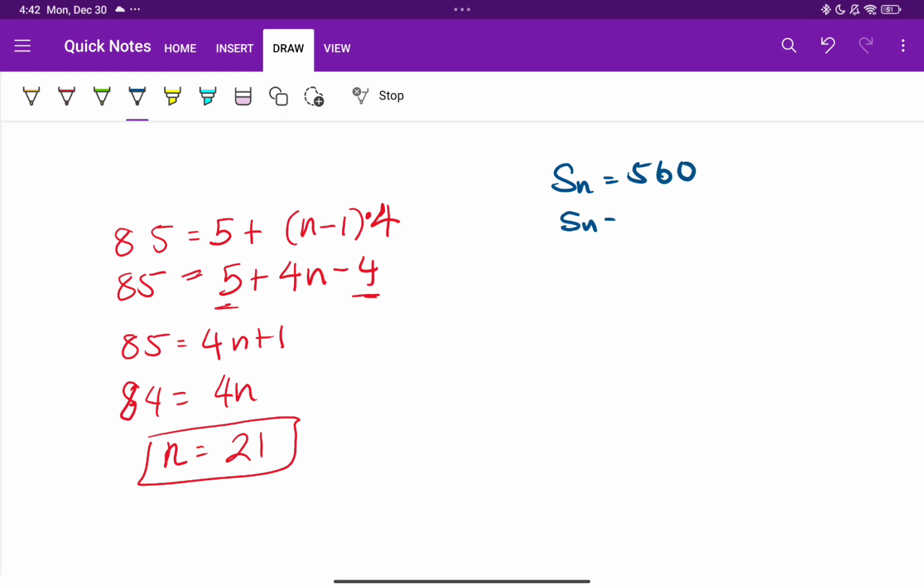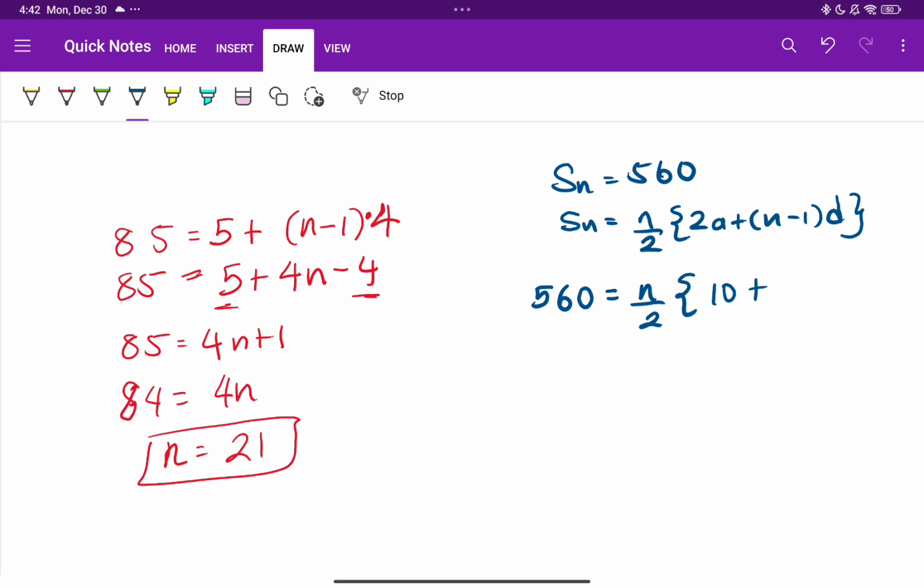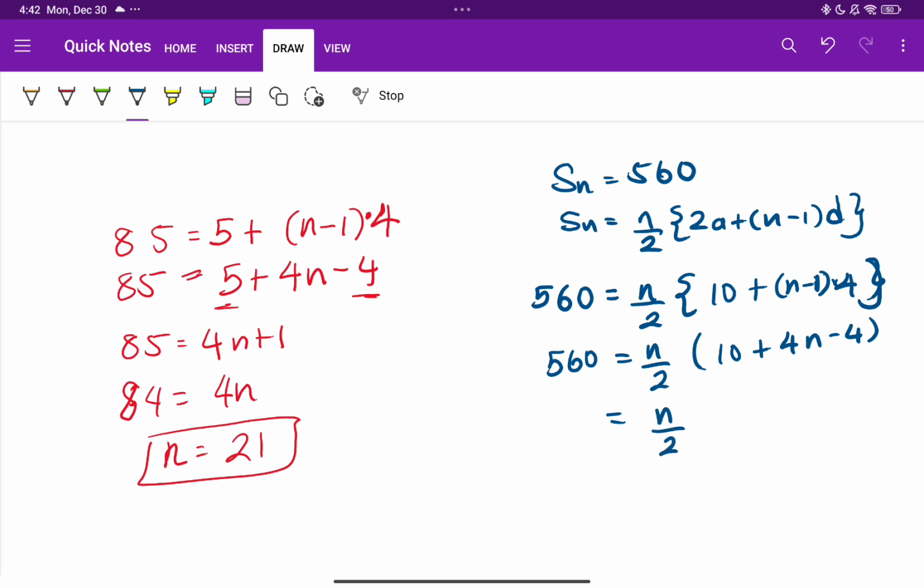We know the formula for Sn. n over 2 into 2a plus n minus 1 d. Right. Now we'll be substituting the values we know. So Sn is 560. That's equal to n over 2, 2a would be 10 since a is 5, plus n minus 1 into 4. The common difference is 4. 560 is equal to n over 2, 10 plus 4n minus 4. Right? That would give us n over 2, 4n plus 6.